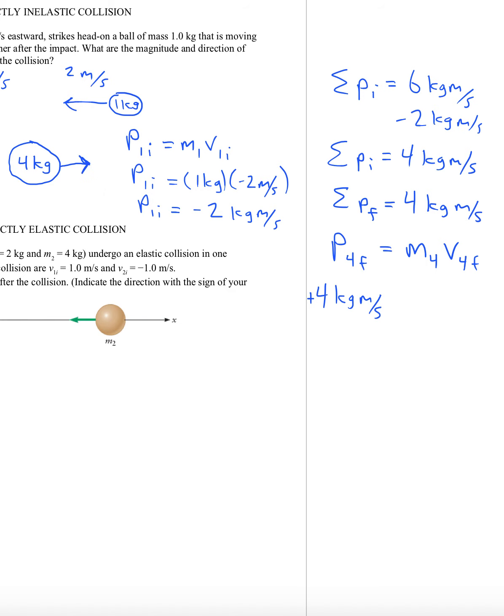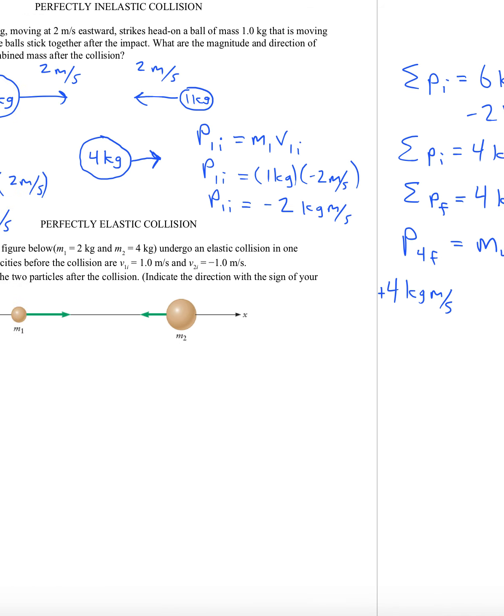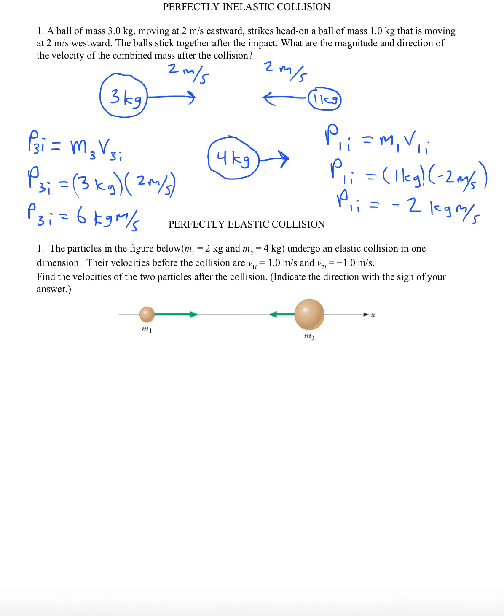And that should make sense because if you look at the setup here, the 3 kilogram object is going to basically win out in the collision. It's going to overpower the 1 kilogram object. If they had been equal masses, it would have stopped dead right in the middle. But the 3 kilogram object carries with it much more momentum, so it's going to win.